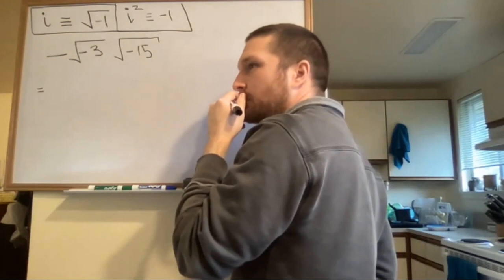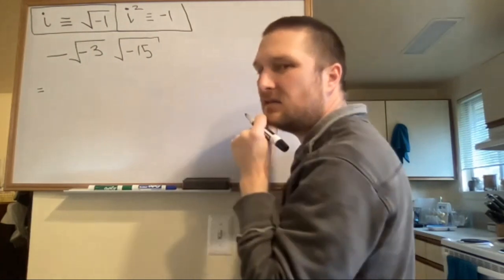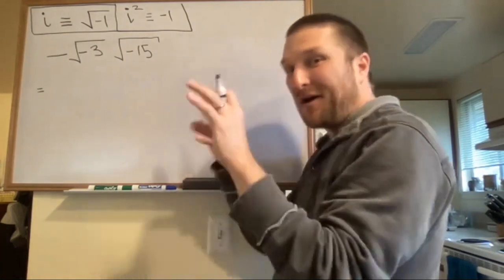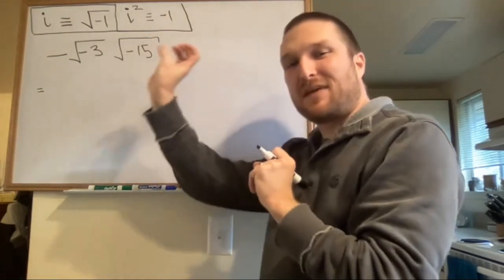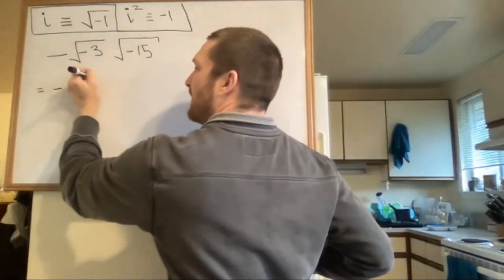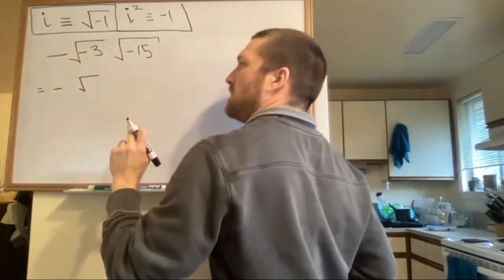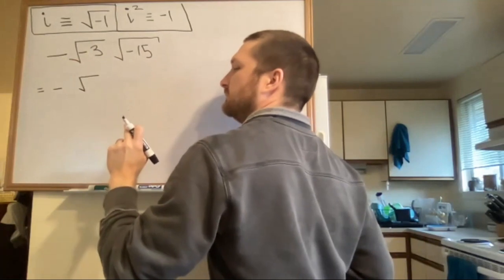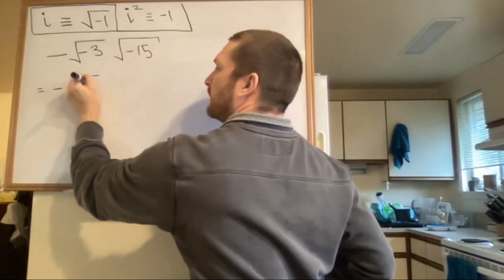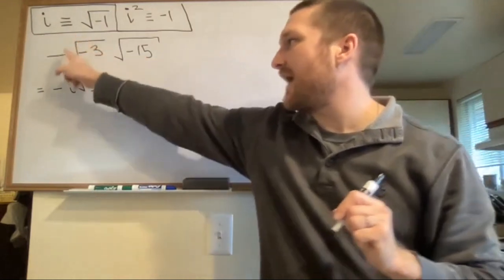Do the little things as negative 1 times 3, right? Well, we don't need to. Like I said, if you believe in your heart of hearts that that works, we could pull out the negative as what? As i. So I could rewrite this as the minus and then an i times the square root of positive 3. There you go. We took the negative out as an i.